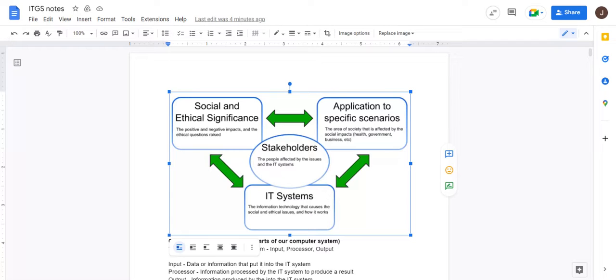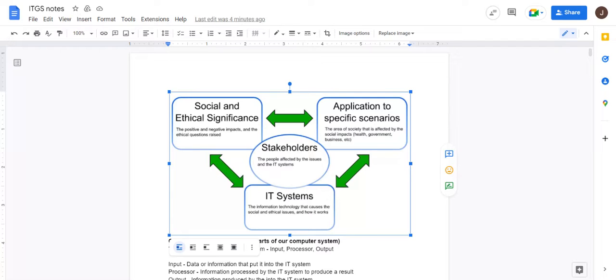Now let's talk about the second strand, application to specific scenarios. It's basically similar to the name. It's the area of society that is affected by the social impact, which is health, government, and business. Let's use the example of health. So it would be health uses an IT system to do what? It will be in a form like this: a specific scenario uses an IT system to do what?